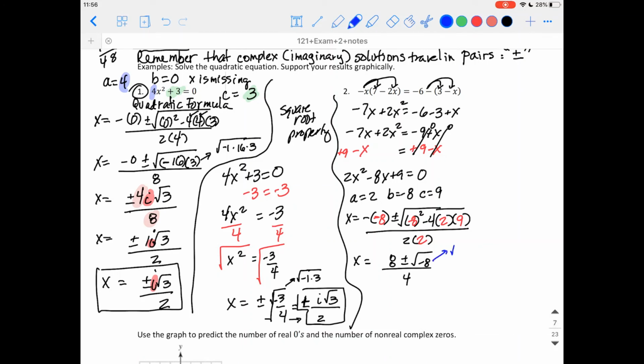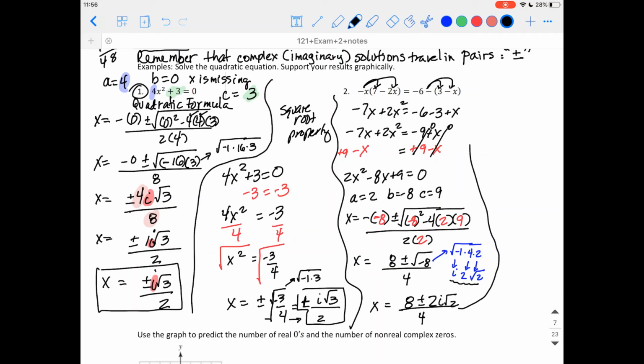Okay, so now we need to know that the square root of negative 8 is technically the square root of negative 1 times 4 times 2. And so the square root of negative 1 is i, the square root of 4 is 2, and the square root of 2 is ugly, so it stays square root of 2. So now I'm going to rewrite it as follows. So it's x equal to 8 plus or minus 2i square root of 2. I got it from here, putting it in the correct representation, over 4.